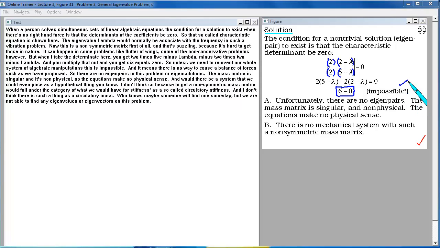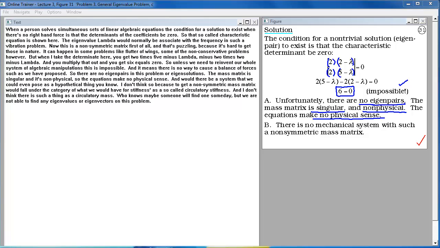And it means there is no way to cause a balance of forces such as we have proposed. So there are no eigenpairs in this problem, or eigensolutions. The mass matrix is singular and it's non-physical. So the equations make no physical sense. And would there be a system that we could even pose as a hypothetical thing, you know?